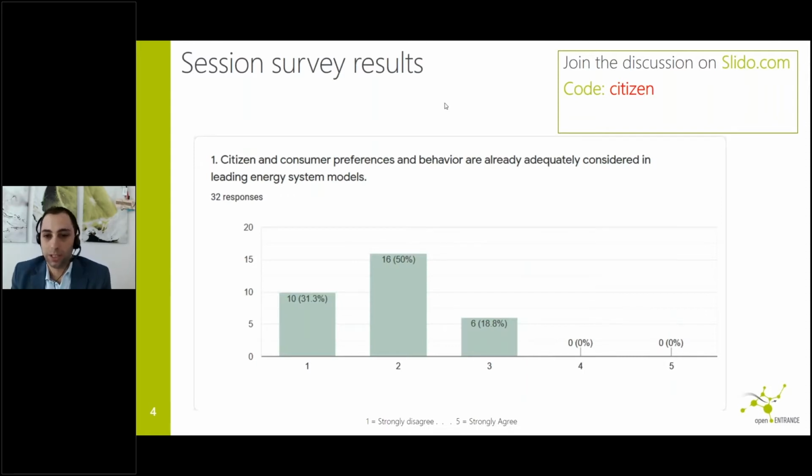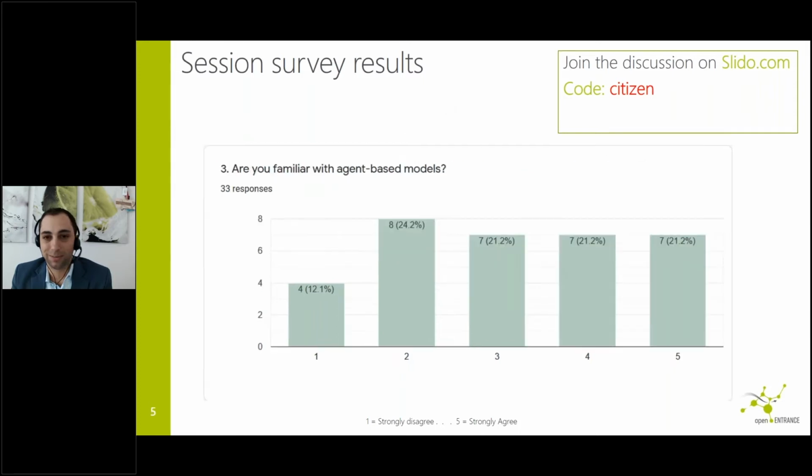So we had about 30 responses to a pre-survey that some of you responded to, and we'll go through that really briefly. So first off, citizen and consumer preferences and behavior are already adequately considered in leading energy system models. 1 being strongly disagree, 5 being strongly agree. We see the median here is 2, so not so much, which means that this session makes a lot of sense to be having. Second, are we familiar with agent-based models? We see across the gamut here, many people are very unfamiliar with them, some people very familiar with them. We're going to learn a lot from some of the leading experts here from the Smarties project about agent-based models, and hopefully at the end of this, we will all be much more familiar with them.